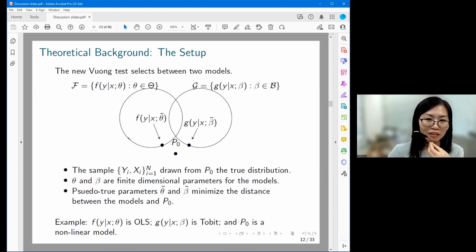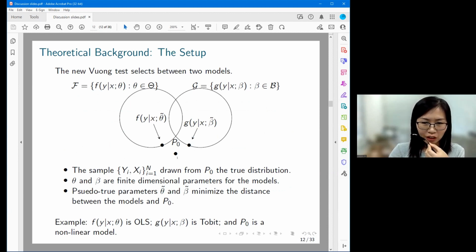Take these two circles. One circle is one parametric model about the data, and the other circle is the other parametric model about the data. So one model is F, the other model is G. And the data itself comes from a distribution that may or may not be in either of the models. So both models could be misspecified.